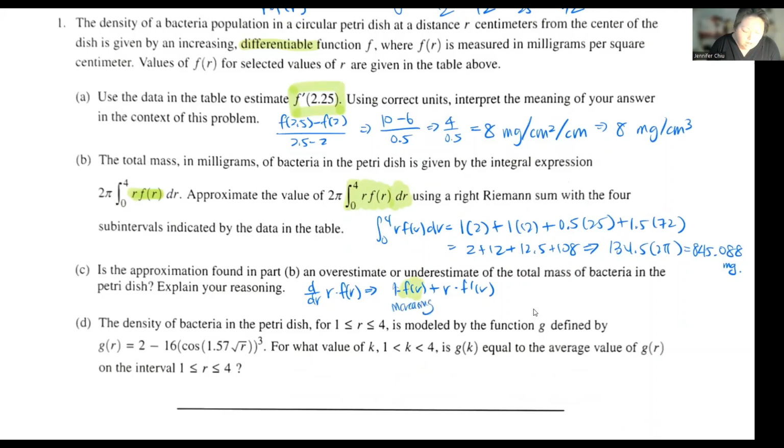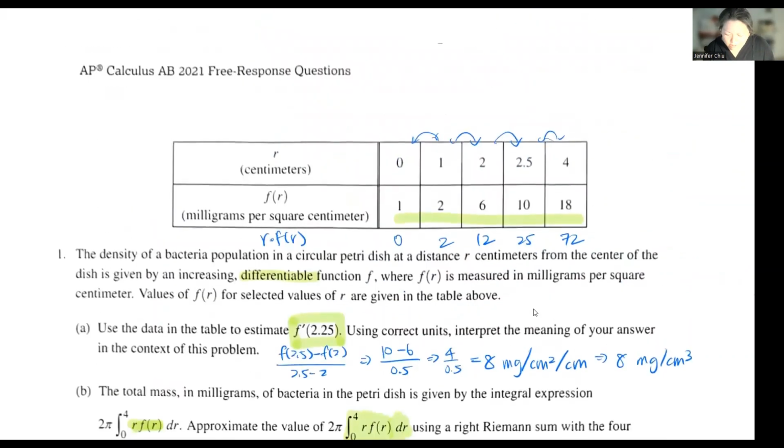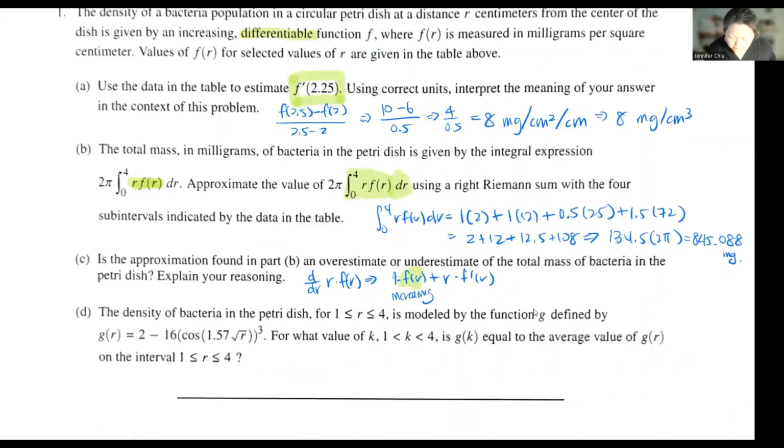Okay, and then r, let's see, what is r? r values are all positive because this is a radius going out in the Petri dish. There's no negative radius. So r is always going to be positive. So this is positive. Okay, what about f prime of r?